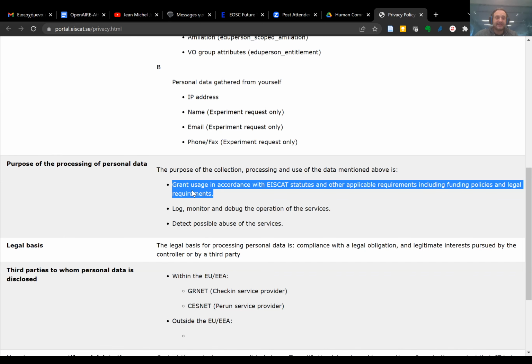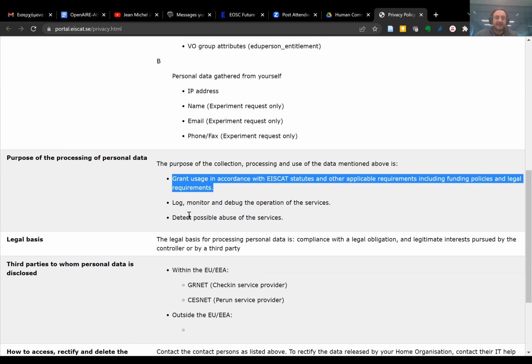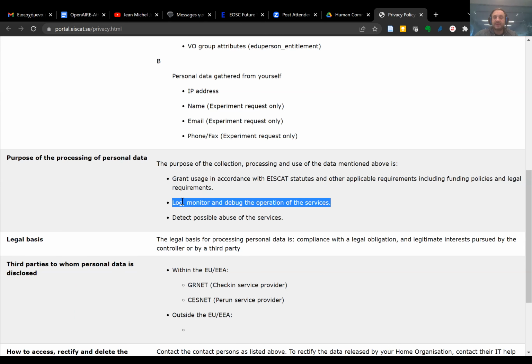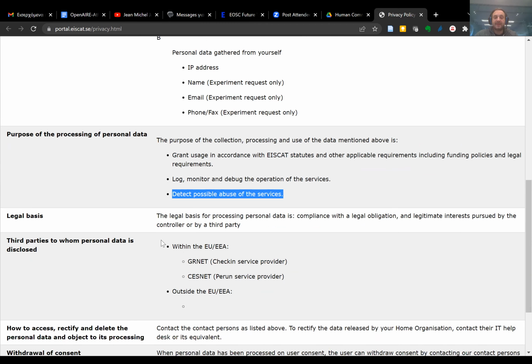So the first thing I see, I'm going direct to the second bullet and third, and then I go to the first one. Log, monitor, and debug the operation of the services, detect possible abuse of the services. So it's a question, first of all, whether this means only that you're doing that yourself or not. So when you go to the third parties, if in any way they support you in doing that, you need to express how this is being done.